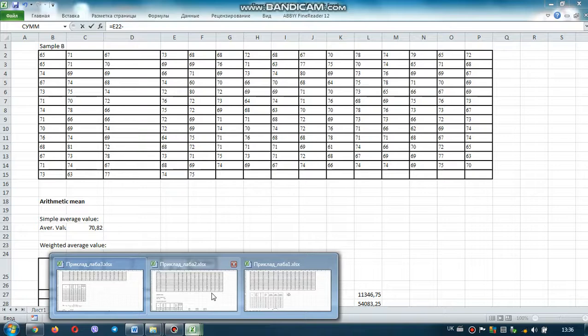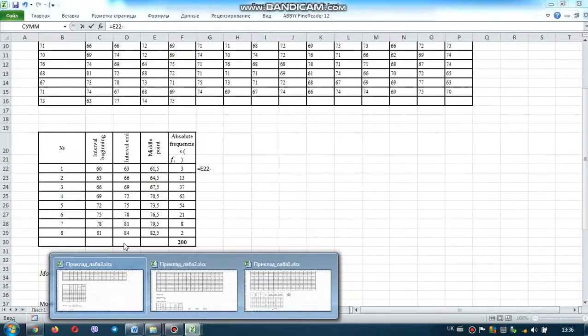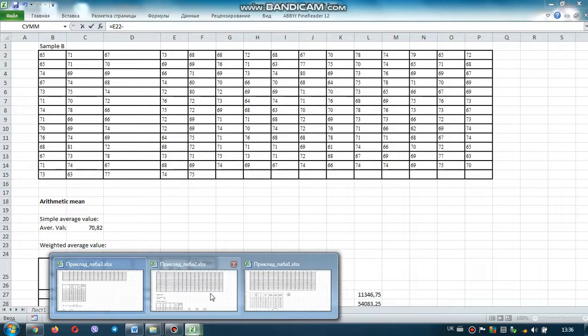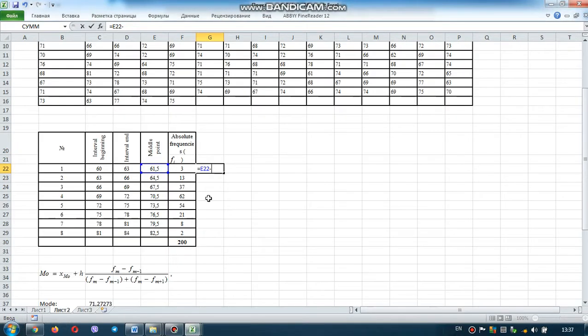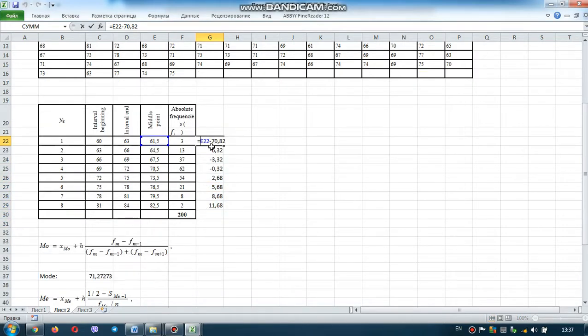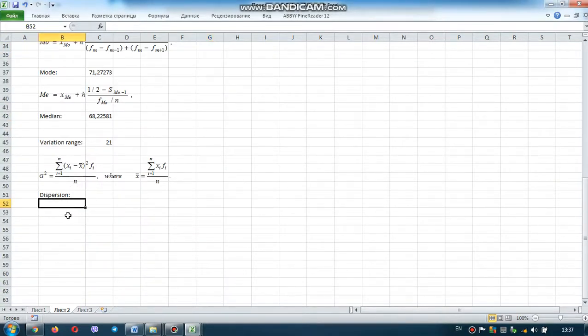Average value for the sample B is 70.82. We can calculate square of these differences. Okay. So, and now we can operate our data.